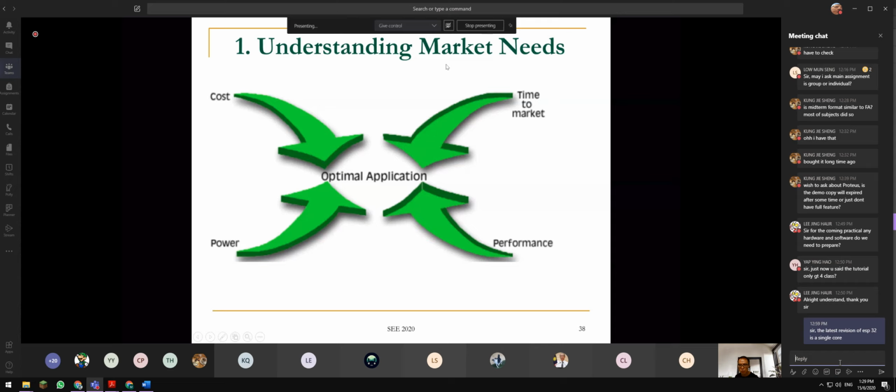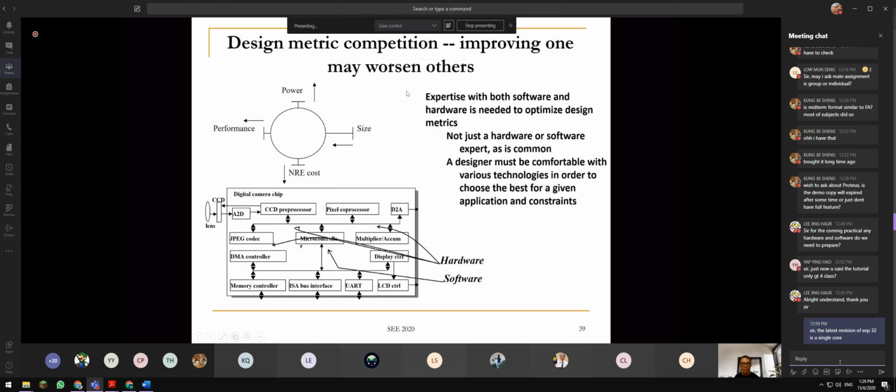So that's why embedded system design is not only about technical, it talks about physics, it talks about marketing, it talks about a lot of other things to ensure your product is being designed. Okay, so like this example, this is a digital camera.